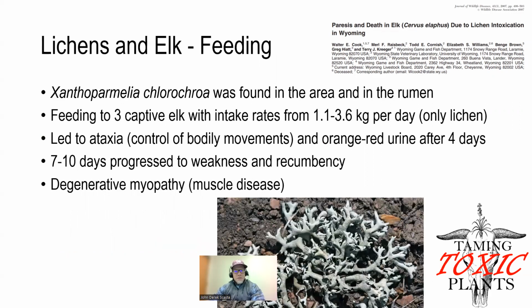Now, in the area, they found this Xanthoparmelia chlorochroa lichen, and it was both in the area but also in the rumen contents of these elk. They then fed that to 3 captive elk that were healthy, and they had intake rates anywhere from 1.1 to 3.6 kilograms per day of just lichen. And within 4 days, these healthy elk lost control of their bodily movements and their urine turned to an orange or red color. Within a week to 10 days, they progressed to weakness and recumbency. And it was noted they had this degenerative myopathy or muscle disease, which has been noted in those free roaming animals.